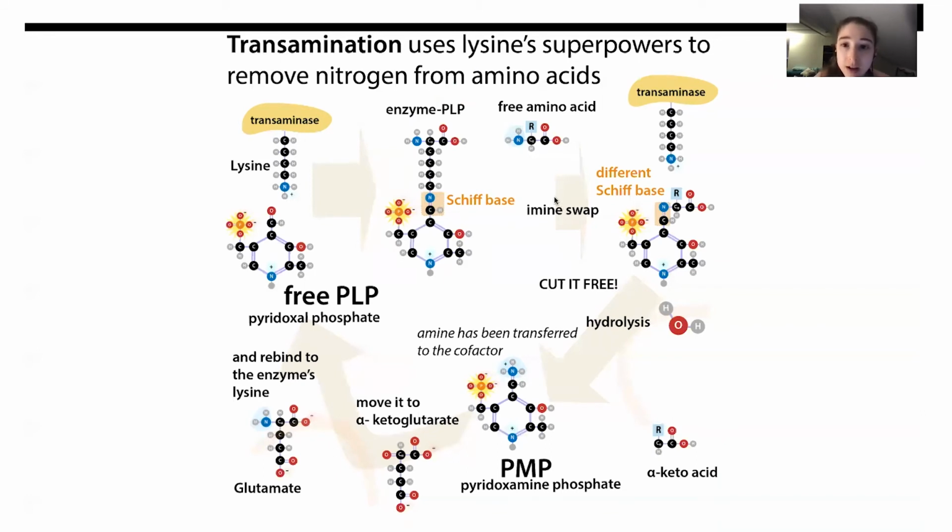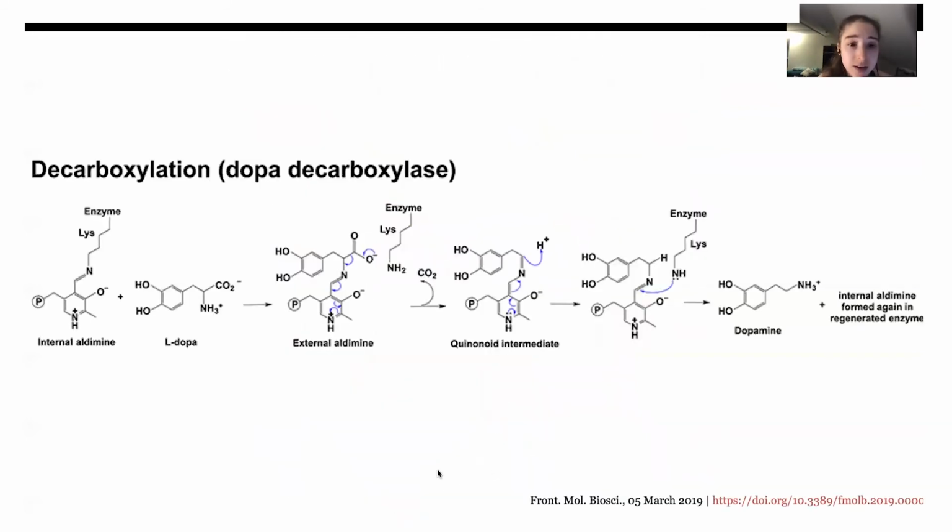Transamination is moving an amine group from one place to another, which is involved in helping make amino acids from sugar breakdown products and stuff. But basically this Schiff base allows it to hold on to this PLP, and PLP doesn't just have to do this transamination. It can do all sorts of other things. One of the other things it does is help out with this decarboxylation reaction.